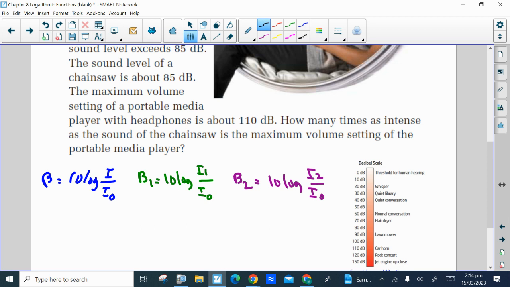So as I said, we're going to set up a subtraction equation here because that leads to division. The quotient law of logs says if you have the difference between two individual logs, you can combine them into one log by taking the quotient of the two arguments, keeping the base the same. So I'm going to go beta sub 2 take away beta sub 1. Beta sub 2 is defined as 10 log I sub 2 over I sub 0. And we need to subtract beta sub 1, which is 10 log I sub 1 over I sub 0.